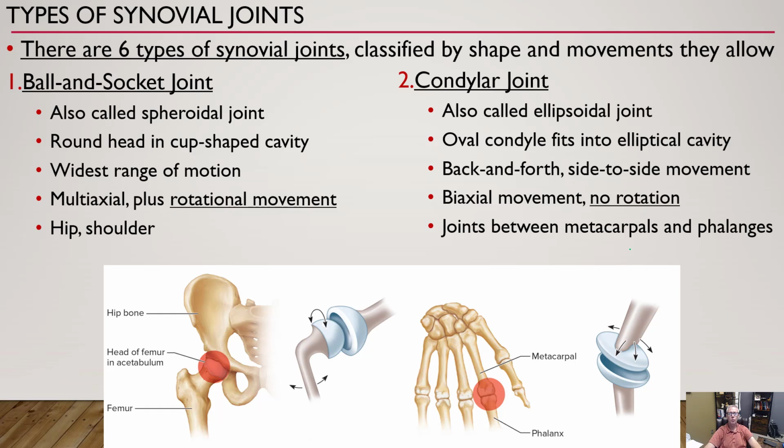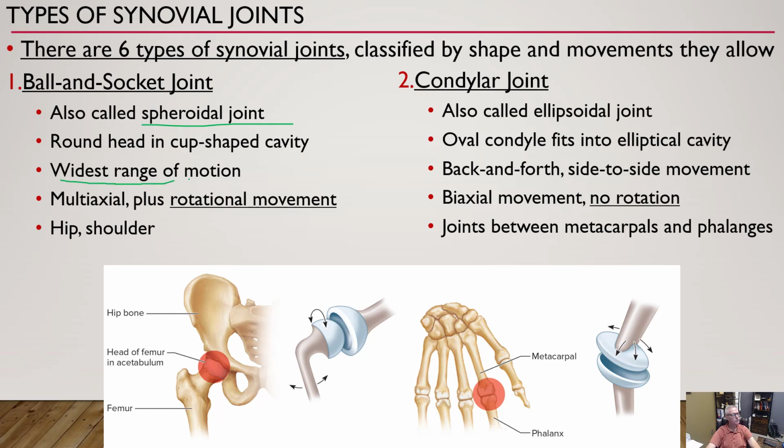All right, so remember that synovial joints are diarthrotic joints. All synovial joints are diarthrotic joints. And we have 6 types of synovial joints. I mentioned the ball and socket joint when I talked about the femur going into the acetabulum. Ball and socket, we also call it a spheroidal joint. No one says spheroidal joint. Everyone calls it a ball and socket joint.